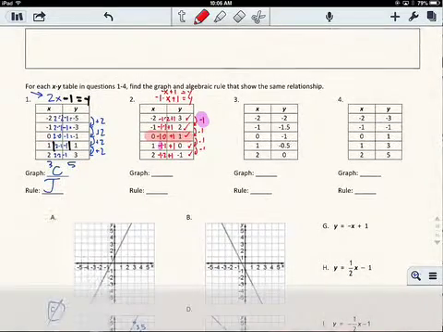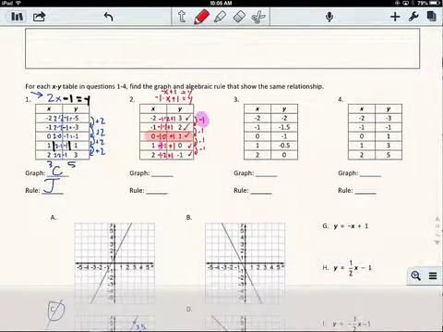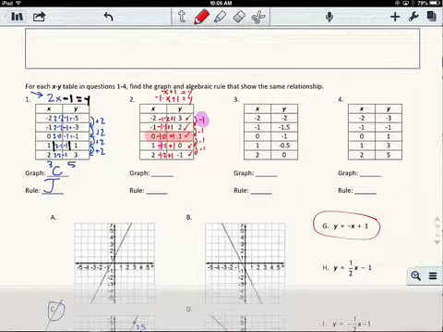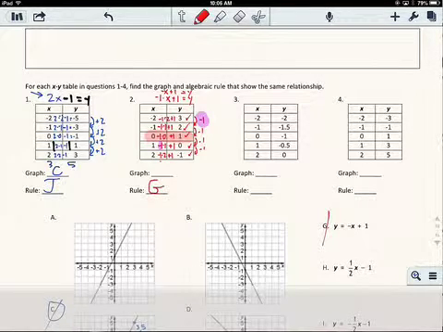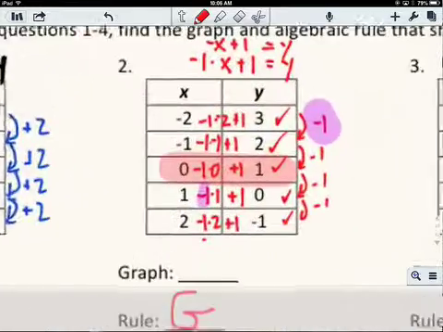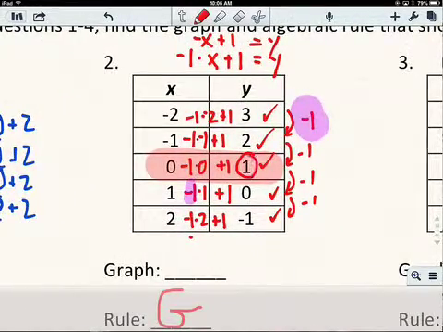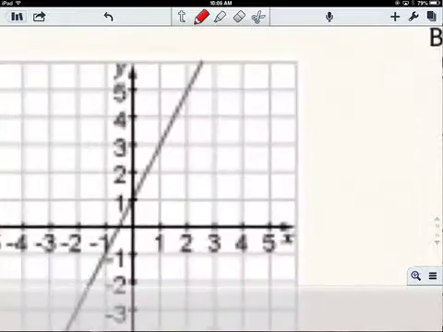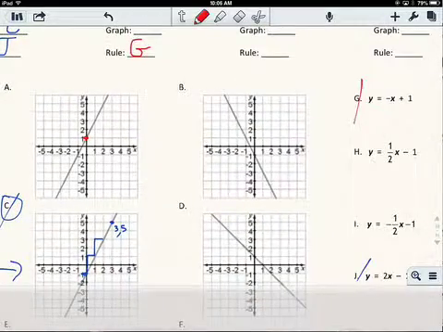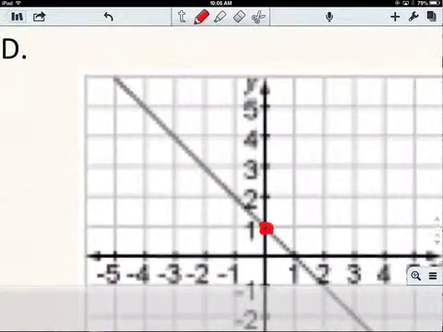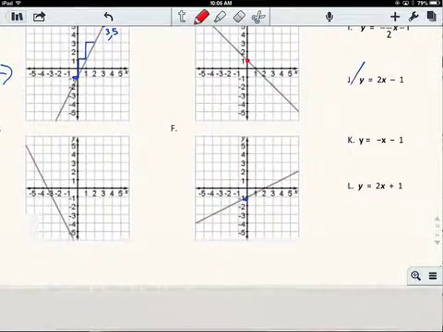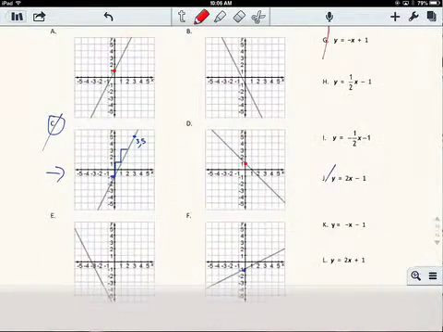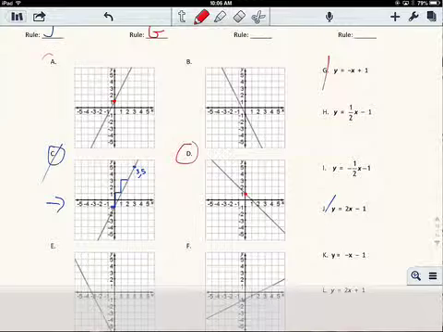So let's look at the rules. Negative x plus 1, it looks like it's the first one there. Negative x plus 1 is right there. So I'm going to go ahead and cross G off and mark it as my rule. And now let's look for a graph. And again, I'm looking for a graph that starts at or crosses the y-axis at positive 1. So this one crosses at positive 1. There it is right there. Let's see if there's any other candidates. Here's one that crosses at positive 1. So I've got D and A are my candidates right now.